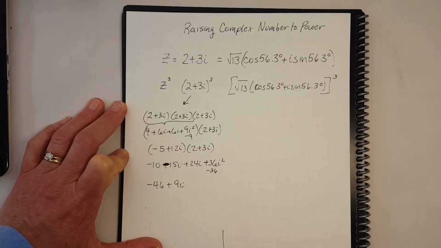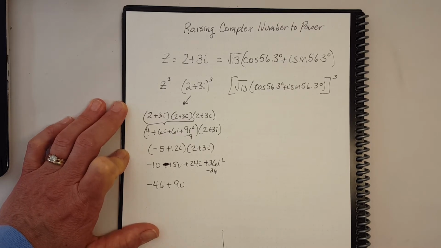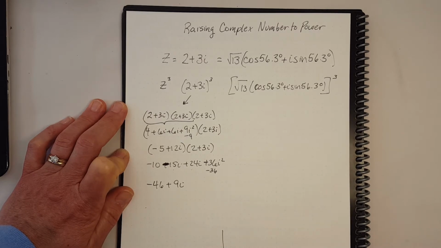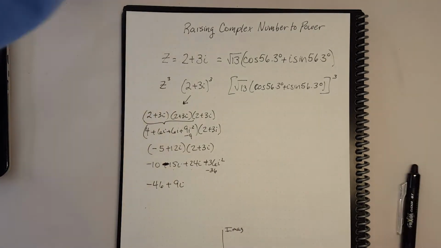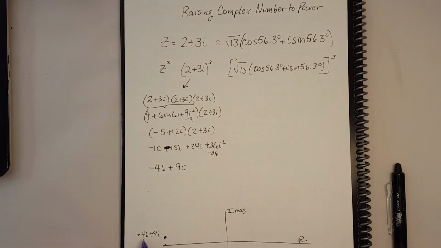Okay, and I'm just going to give us a picture of this down here. So I'm going to go way over to the left, minus 46, and then up 9, something like this. That would be minus 46 plus 9i. And again, this is the real and this is the imaginary. And so just before we go and do the other method, let's convert this to the trigonometric form. Let's see what we get.